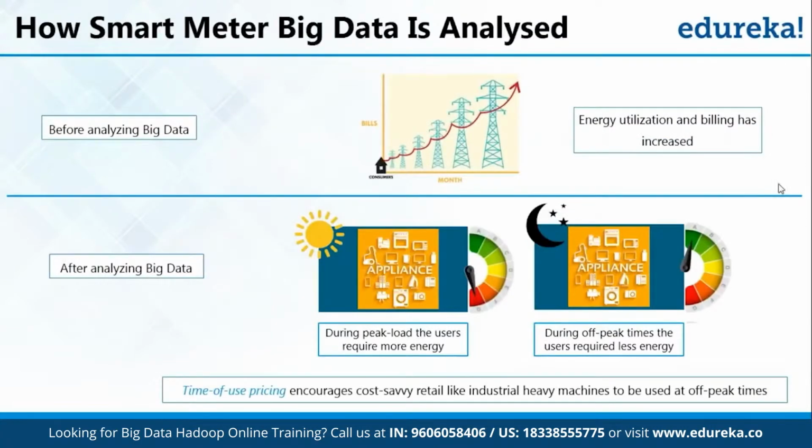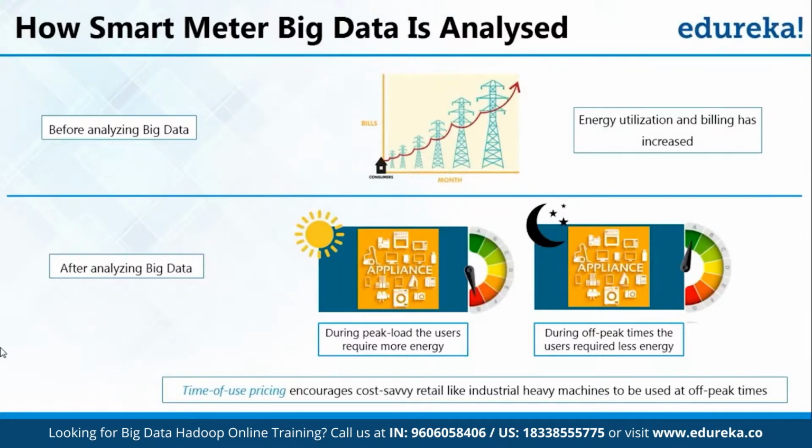Before analyzing that data, they came to know that energy utilization and billing was only increasing. Now after analyzing big data, they came to know that during peak load, the users require more energy, and during off-peak times, the users require less energy. So what advantage must they have got from this analysis? One thing I can think of right now is they can tell the industries to use their machinery only during the off-peak times, so that the load will be pretty much balanced. You can even say that time-of-use pricing encourages cost-savvy retail like industrial heavy machines to be used off-peak. So yeah, they can save money as well, because off-peak pricing will be less than peak time prices, right? So this is just one analysis.